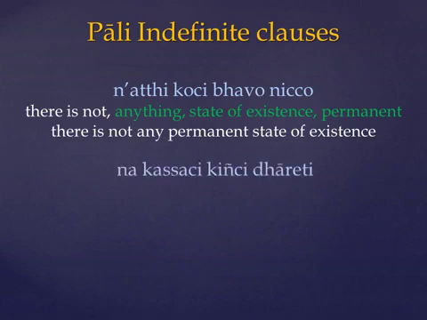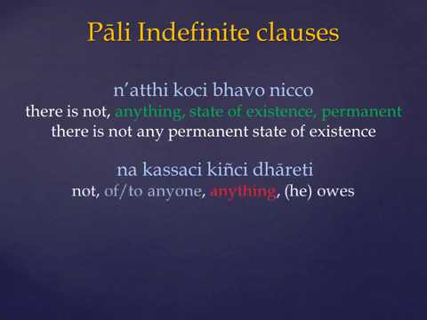Na kassaci kinchi dhareti. This reads: not anyone, which will be in dative or genitive, anything, and he owes. Now the dative case can be used for the indirect object, that is somebody who receives something, and in this case that means receiving a debt, or, because the sentence is negative, not receiving a debt. So we can render this: he owes nothing to anyone.